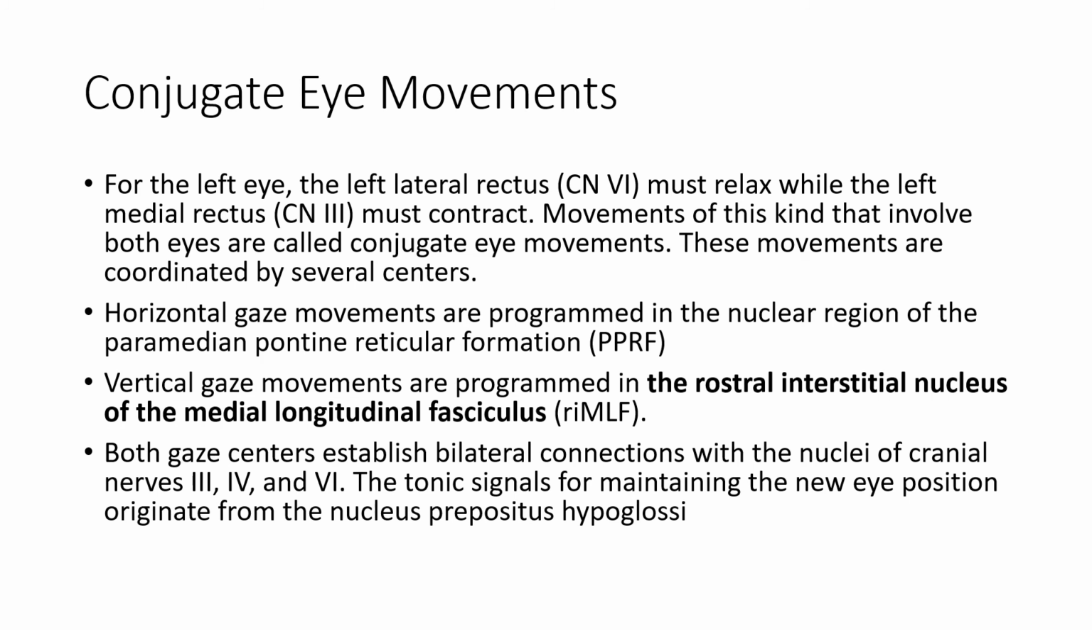These movements are coordinated by several centers. So the horizontal gaze movements are programmed by that PPRF that we just saw. Vertical gaze movements are programmed in the rostral interstitial nucleus of the medial longitudinal fasciculus. Both gaze centers establish bilateral connections with the nuclei of cranial nerves 3, 4, and 6. The tonic signals for maintaining the new eye position originate from the nucleus prepositus hypoglossi, which was a term I introduced maybe a couple slides ago.